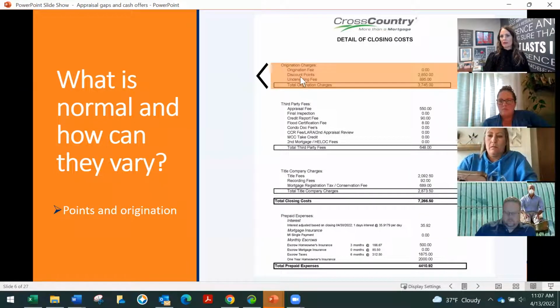Lastly, points and origination. Points and origination fees go hand in hand. They buy the interest rate down, okay? In my world, I feel like people professionally try to confuse the consumer. They will say, oh, there's no points, yet there'll be an origination fee. It's the same thing. If you are buying the interest rate down, this is where it's going to show up, discount or origination fees, okay?